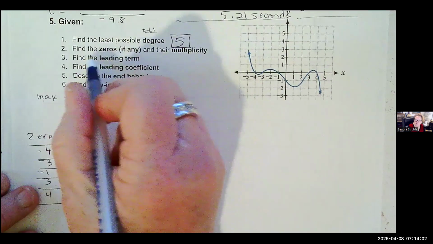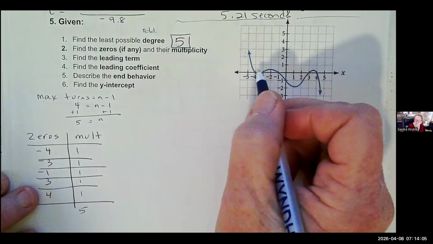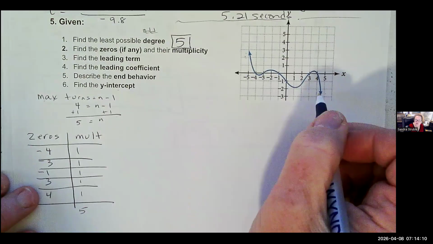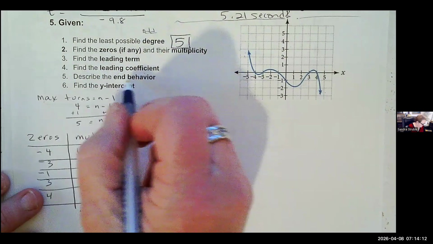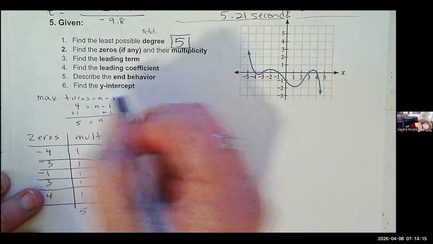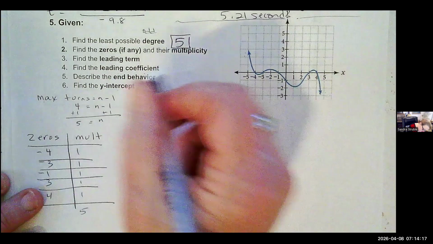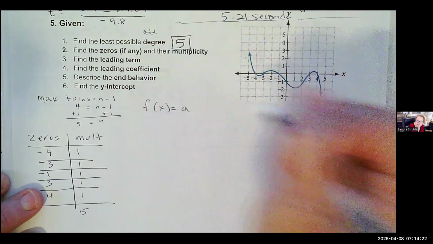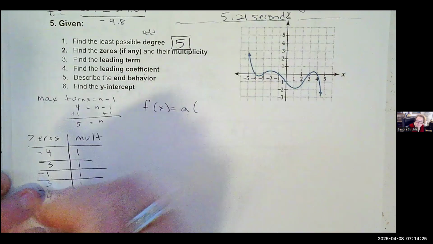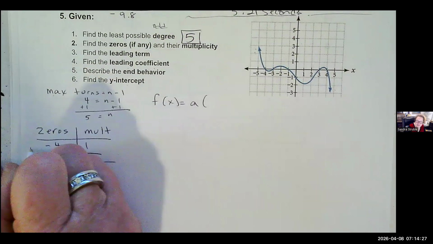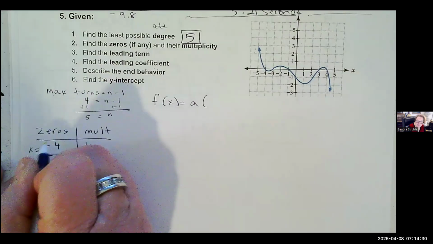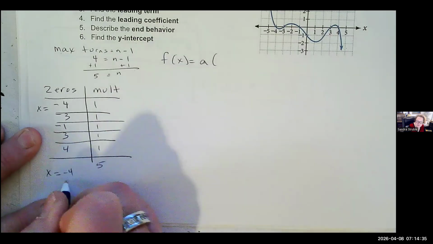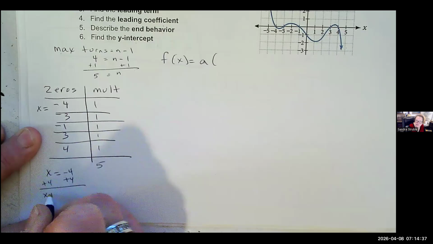Leading term. Well, it's going to have to be a negative for sure. Find the leading coefficient. Describe the end behavior. Well, we're going to have to find the actual problem. So let's look for that. f of x is a, because I don't know what that is. But I can take each of these zeros and set them equal to 0. So if you take x equals negative 4 and add 4 to both sides, you get x plus 4 equals 0. That's what goes in your parentheses.